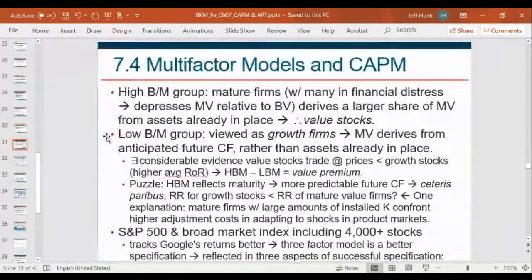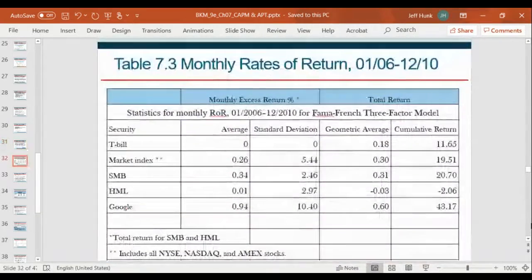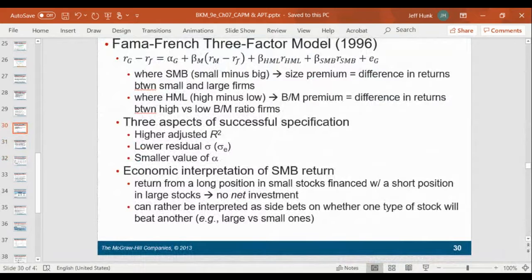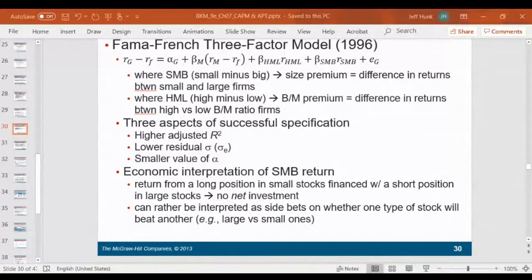Now we need to discuss the high minus low, book value to market price factor. But we have run out of time, so we'll discuss this in the next video.